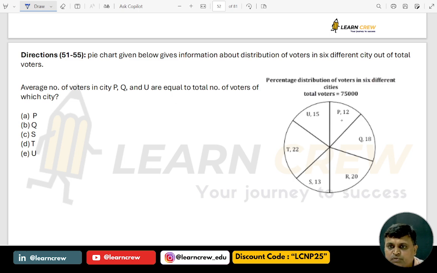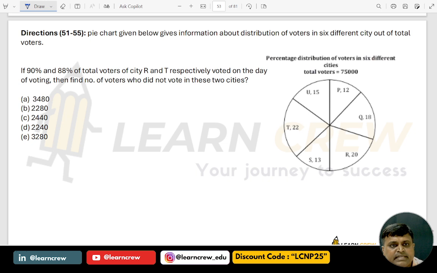So P is 12, Q is 18 and U is 15. 12 plus 18 is 30. 30 plus 15 is 45. 45 by 3 would be 15. 15 is equal for which one? It is U. So the option is E. Next one.